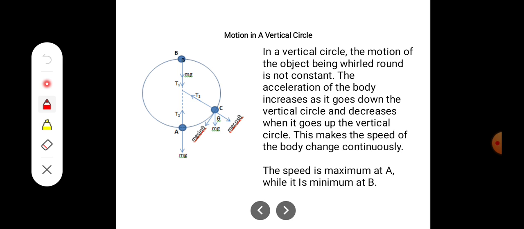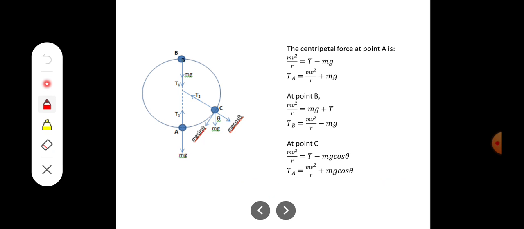The acceleration of the body increases as it goes down the vertical circle and decreases when it goes up the vertical circle. This makes the speed of the body change continually. So from here we can see that speed actually changes. The speed of the object here is not the same as the speed of the object here, and not the same as the speed of the object here. That's at point A, point B, and point C. But you should note here that the speed is maximum at A, while it is minimum at B. The smallest speed is at B. Okay? Now let's see this.